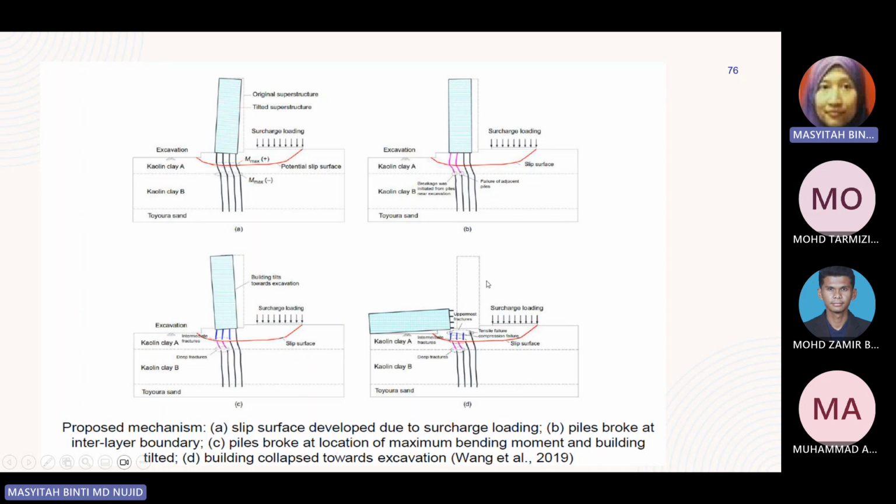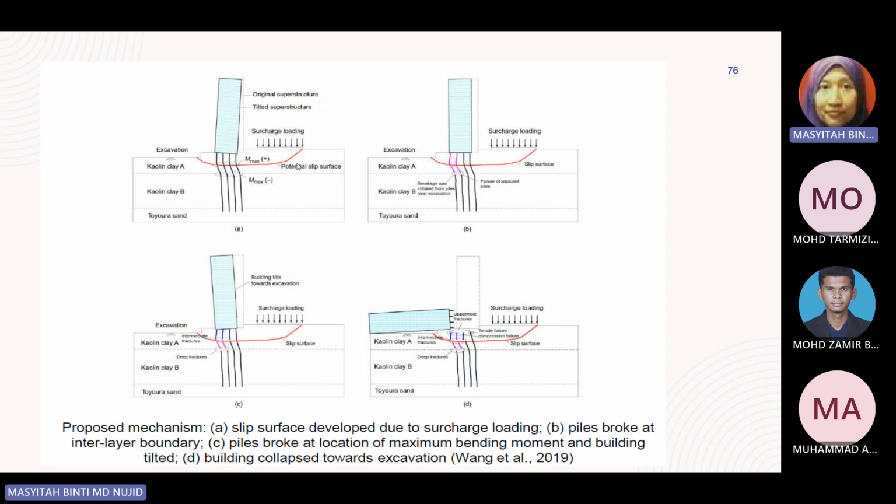Okay, yang ni dia just show detail lah macam mana berlakunya structural failure from the analysis yang diorang carry out. So you can see the process sequence of the failure. For the first one, the slip surface developed due to surcharge loading. Surcharge loading kita dekat bahagian utara bangunan yang runtuh tu. Kemudian piles broke at the interlayer boundary. So you can see that this is the potential slip surface.